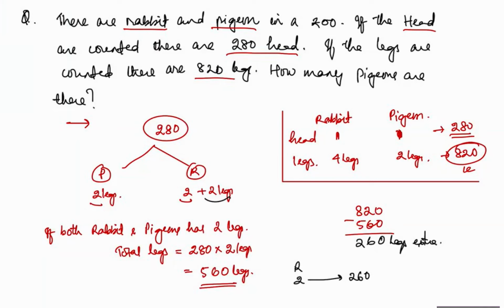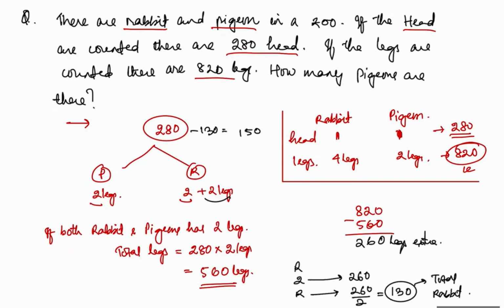So how many rabbits are there? 260 by 2 is 130. That means the total number of rabbits is 130. The total is 280 animals, so the pigeons are 150.